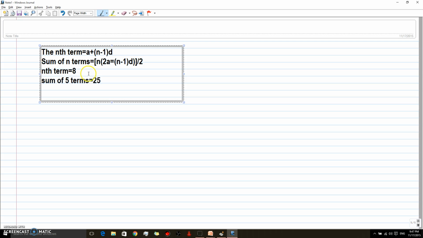So we know that the nth term for this equation is 8. So it'll be 8 is equal to a plus n minus 1 d. It's the nth term, but it's also the fourth term. The fourth term is 8, so you can see that n here will be 4, and d is something we do not know yet. The sum of 5 terms is 25. So here it'll be 25 is equal to 5 into 2a plus n minus 1 into d, by 2.